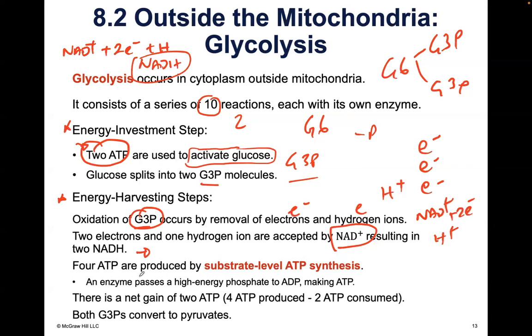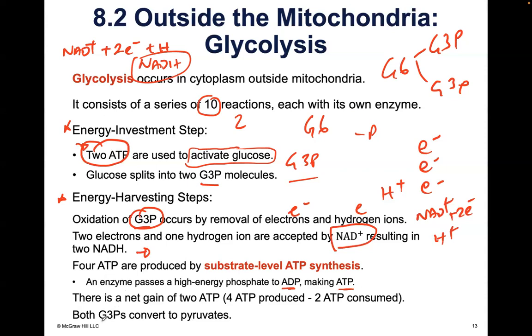In that process, 4 ATPs are produced by substrate level ATP synthesis. The meaning is the production of ATP to be used in the future. An enzyme passes a high energy phosphate to ADP. So all the high energy phosphate is being passed by an enzyme to ADP to make 4 ATPs. So there is a net gain of 2 ATPs. Why? Because we actually use 2 in this process, and 4 are made in the second process, which is energy harvesting. So that gives you a net of 2 ATP.